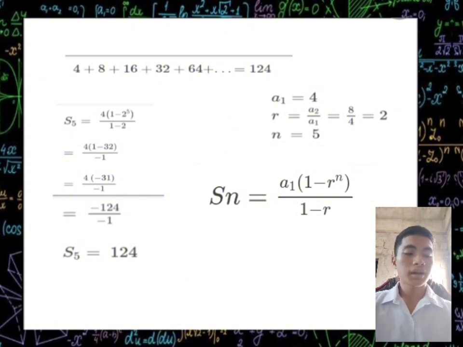Now we have to multiply the 4 and negative 31. 4 times negative 31 equals negative 124 over negative 1. If we divide negative 124 by negative 1, we will get positive 124. As you can see, we have the same answer as the first one.